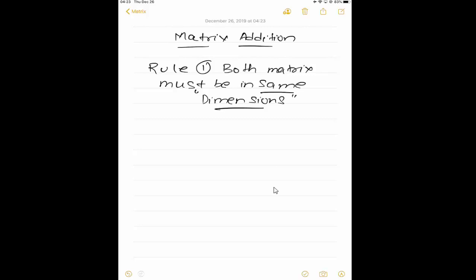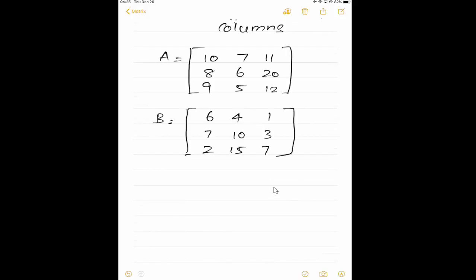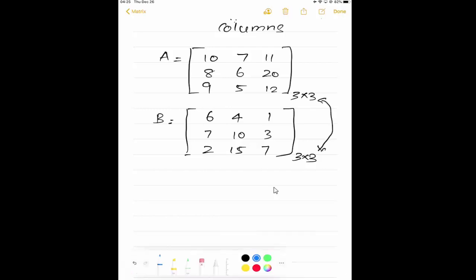What do you mean by same dimension? Both matrices must have the same number of rows and columns. Let's see with an example. We have two matrices A and B. The first matrix dimension is 3 cross 3 and the second matrix dimension is also 3 cross 3. We can apply the addition rule if both these dimensions are the same.